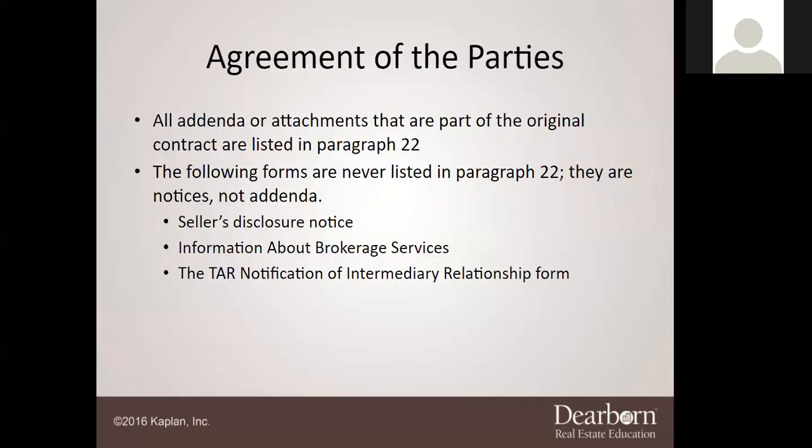Agreements of the parties. All addenda or attachments that are a part of the original contract are going to be listed in paragraph 22. The following forms are never listed in paragraph 22. They are notices and not addenda. You'll notice the seller's disclosure notice, information about brokerage services, and the TAR notification of intermediary relationship forms are not going to be included with the contract. They're just notices.